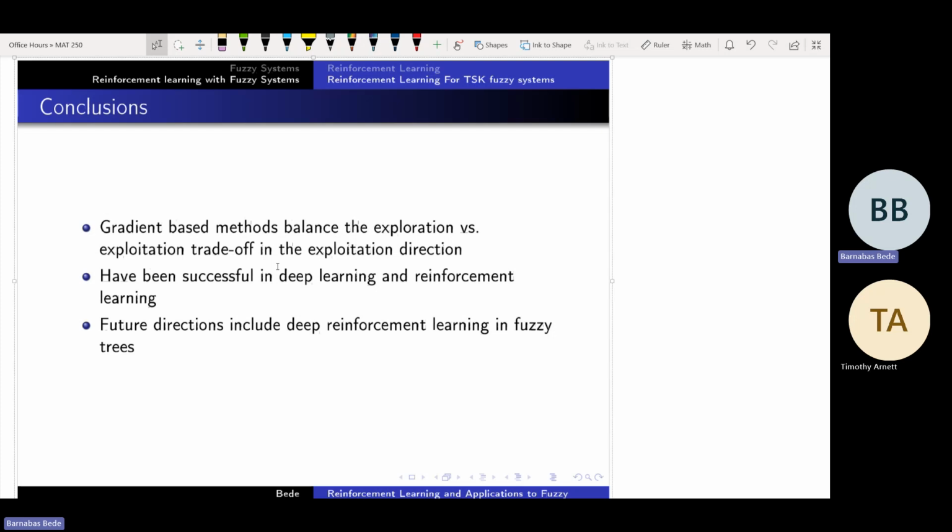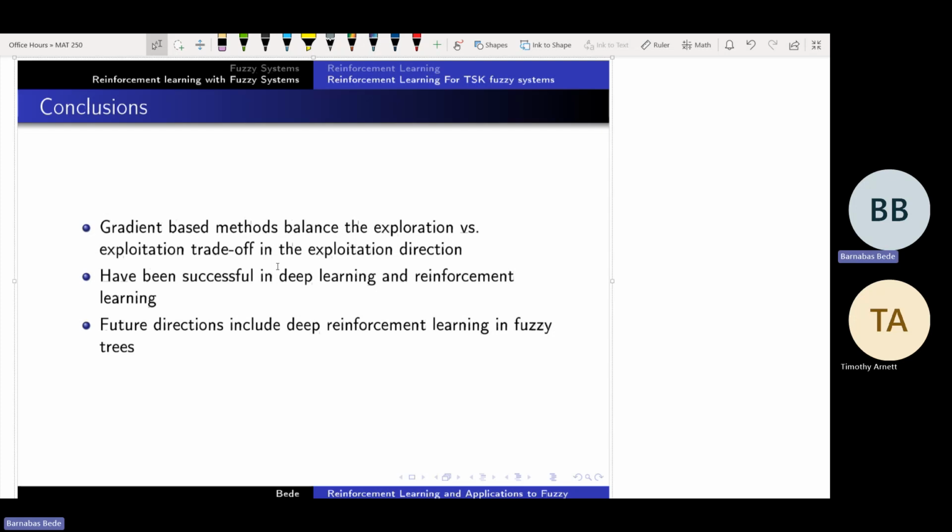And reinforcement learning is basically balancing those. So we allow some exploration, but also some exploitation. We have been successful in deep learning, in reinforcement learning, and in fuzzy systems.